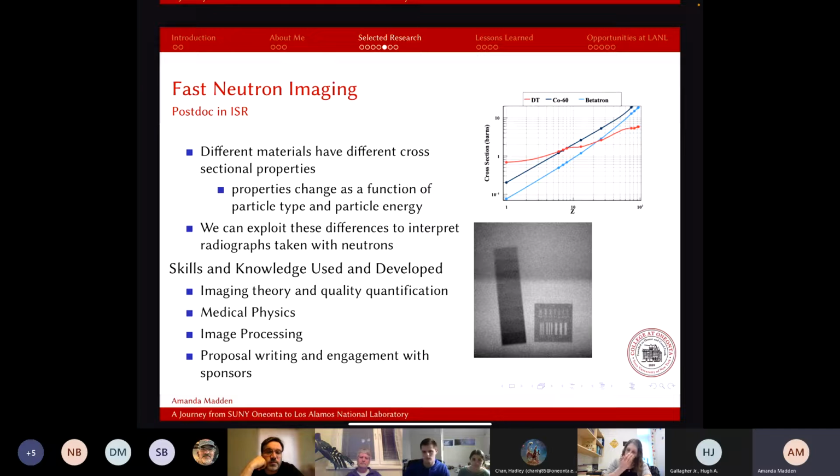Image processing, that's also something I hadn't done before. And really interesting about this project for me was the concept for this project was a proposal that I had written for a funding agency that got funded, as did a follow-on project. So getting experience writing proposals and engaging with sponsors was really beneficial for me kind of early on in my career. And it was a really neat application too, so I like that.